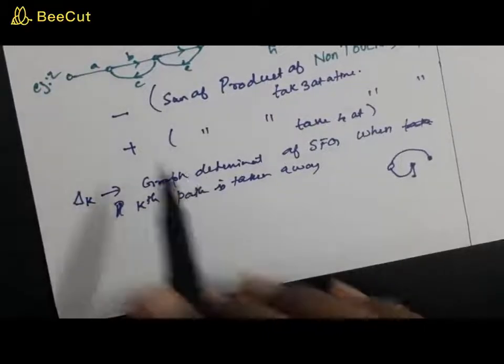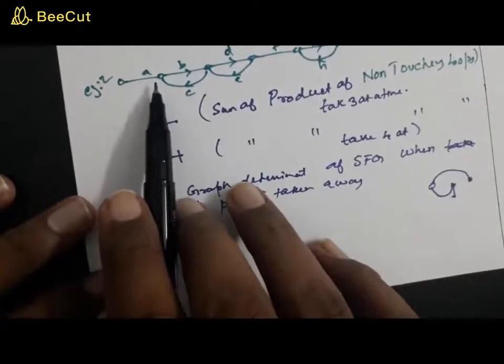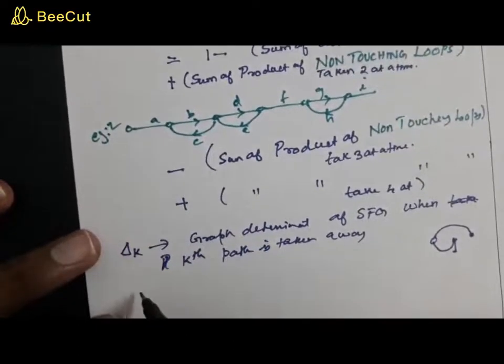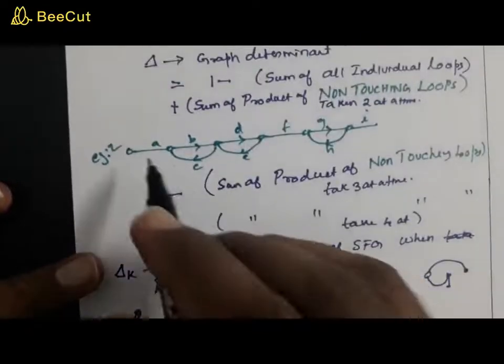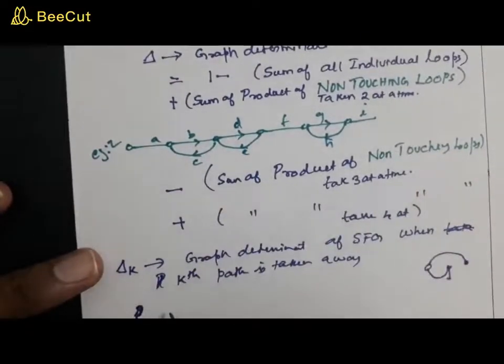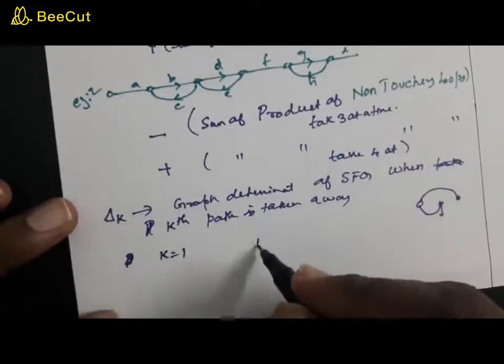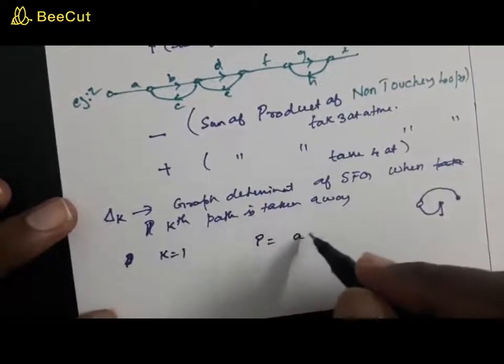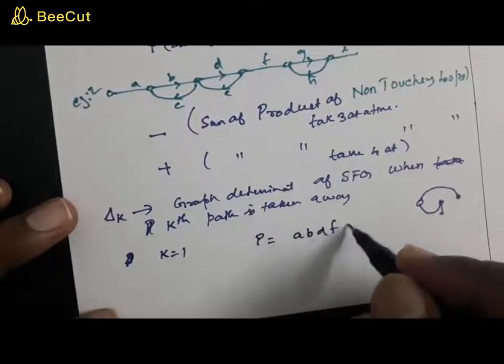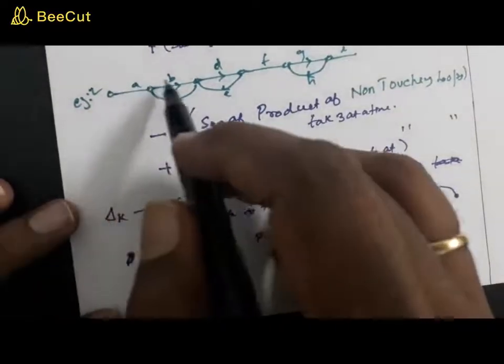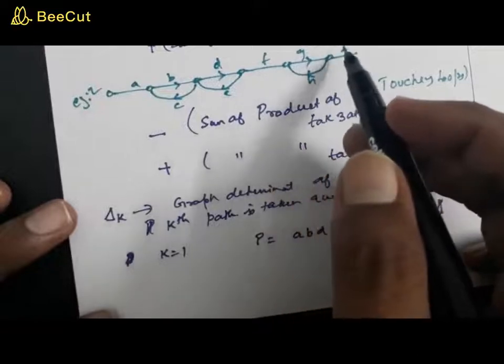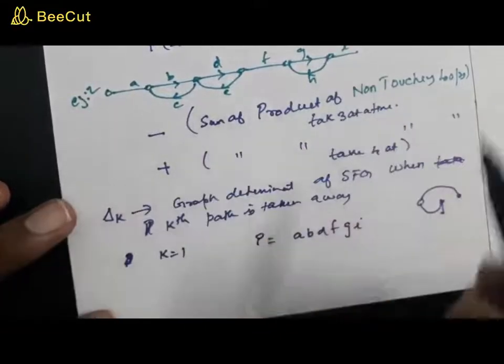Okay, now coming to this example 2. Can you just find out what is this P1? How many paths do you have? Only one path, right? So k is equal to 1. Now what about the path gain? The path gain will be A, B, D, F, G, I, just a product of all the individual transmittances of the branches, right?